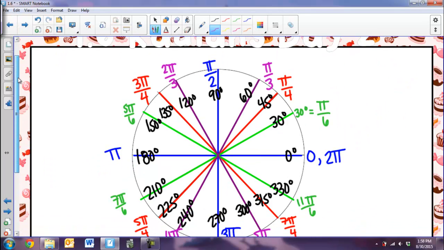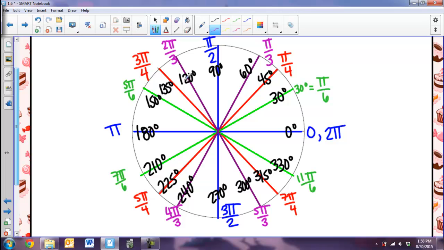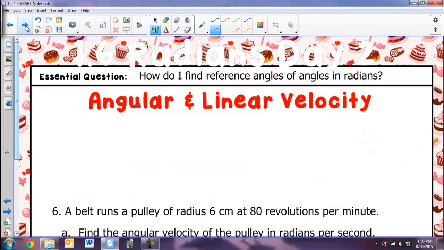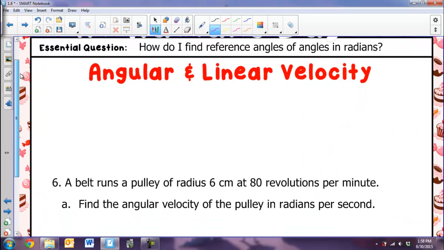Remember, when you're looking at your unit circle, you're always going to want one of these guys for the most part when you're finding reference angles for 3, 4, or 6. It's going to be one of those, pi over 6, pi over 4, or pi over 3. Okay, the last thing I want to talk about is angular and linear velocity.